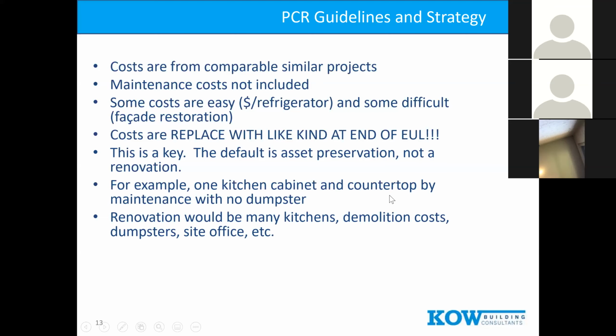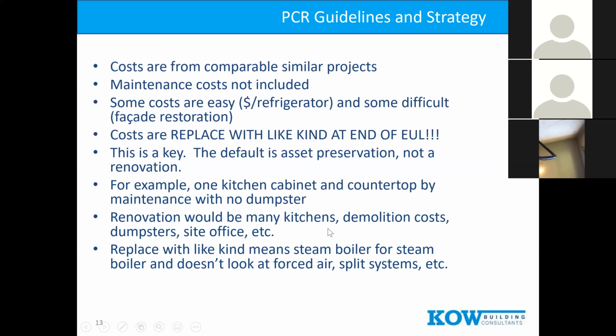How does that compare with a renovation? Well, in a renovation, you're going to be doing all your kitchens. You've got 125 apartments in this building. You're doing 125 kitchens. That's 125 cabinets to come down, 125 countertops to come down. You're going to have dumpsters. You're going to have demo costs. We're going to need a site office. We're going to need someplace to store the new cabinets. We're going to need someone to run this thing, which is not for free. So that renovation is going to have different costs included on top of it, like general conditions, like dumpsters, like site office, very real costs, but doesn't belong in a PCR by default.